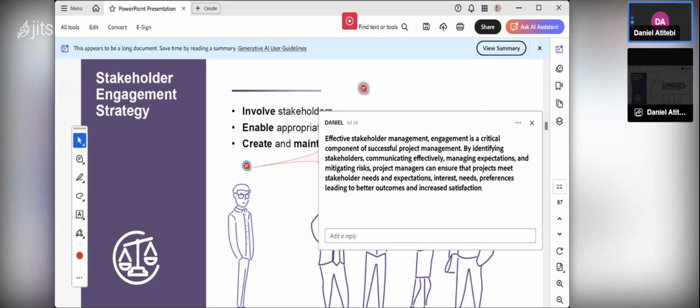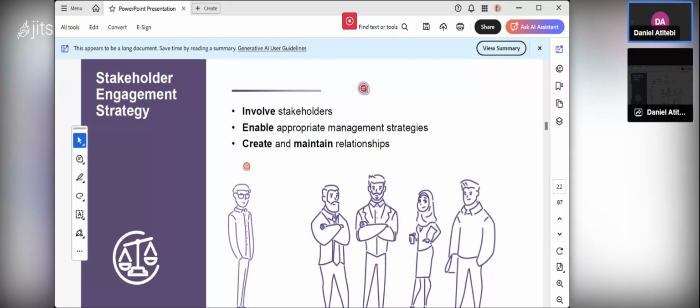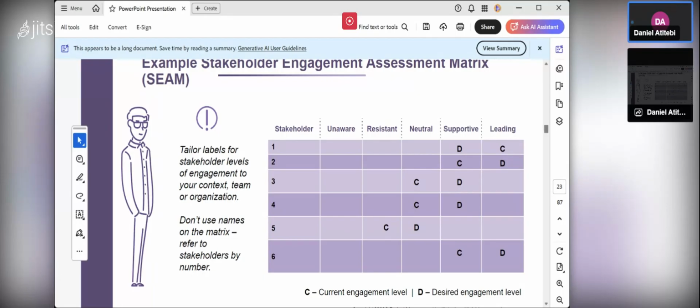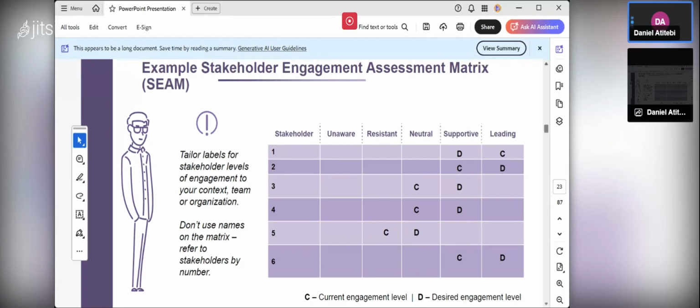So by now, you should know how to engage your stakeholder. Whatever interests them is what you prioritize more in your project. So this is where we are going to stop after I finish this one now. We are going to look at another example that can help you to engage with your stakeholder.